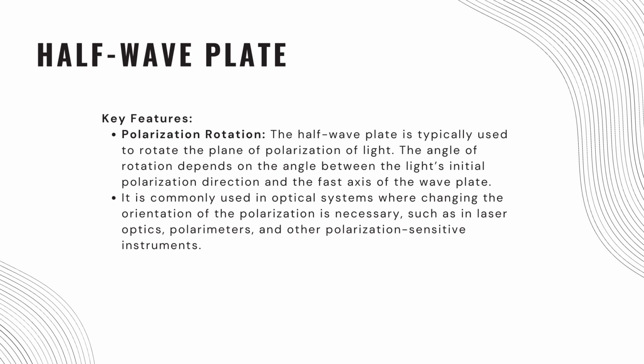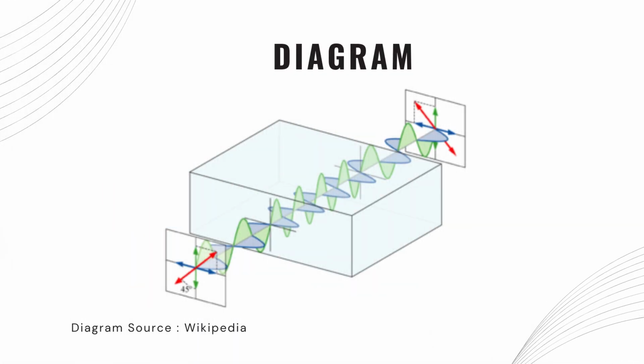The half-wave plate is typically used to rotate the plane of polarization of light. The angle of rotation depends on the angle between the light's initial polarization direction and the fast axis of the wave plate. It is commonly used in optical systems where changing the orientation of the polarization is necessary, such as in laser optics, polarimeters, and other polarization-sensitive instruments. A diagram of a half-wave plate shows linearly polarized light entering and exiting the plate, with the polarization direction rotated by a certain angle, such as 90 degrees.